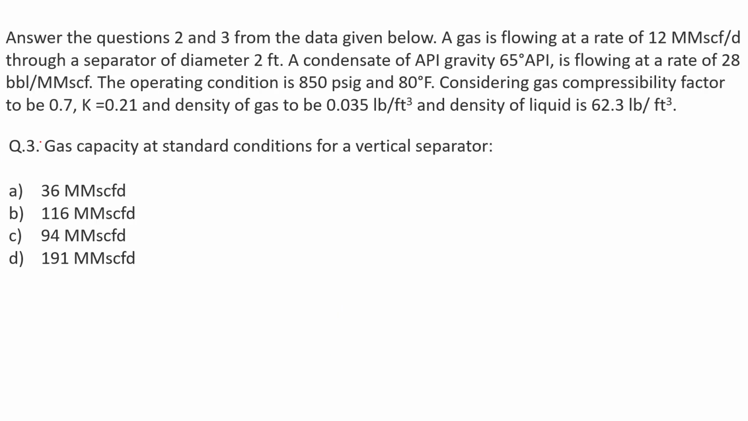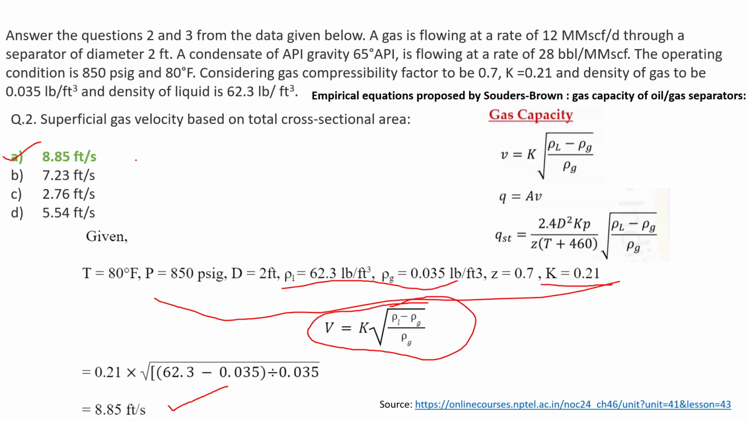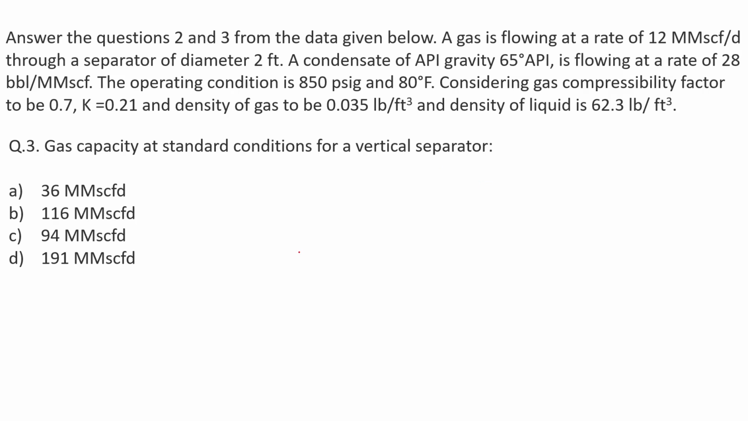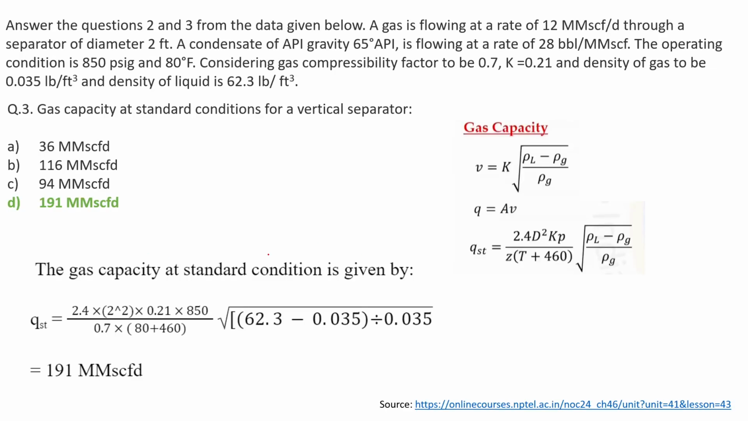Now, question number 3 is related to the last question where they are asking the gas capacity at standard condition for a vertical separator. So as we discussed here, first we need the velocity and then this velocity multiplied by the cross section area will give us the capacity of the gas. So here we have to find the gas capacity. So the equation of gas capacity can be written as this, which is the cross section area A multiplied by the velocity at standard conditions.